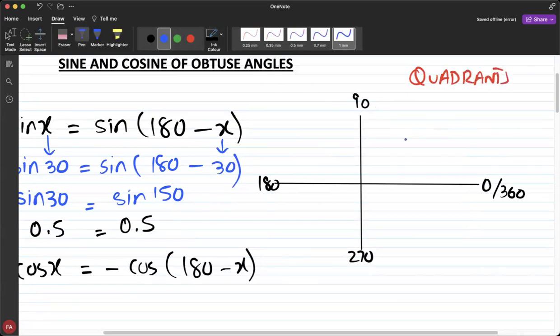And we start from this side. This is going to be my first quadrant. This over here is my second quadrant. This over here is my third quadrant. And this right here is my fourth quadrant.